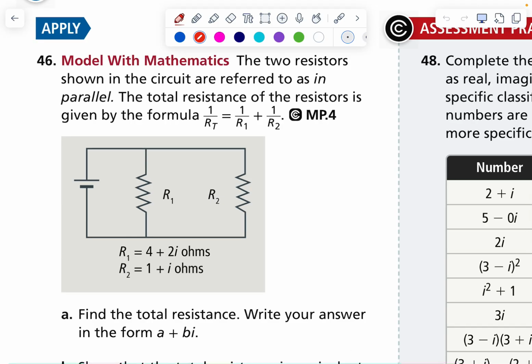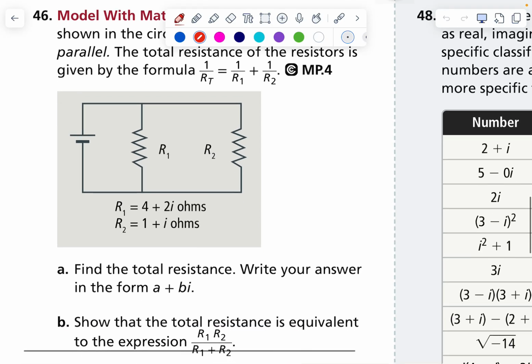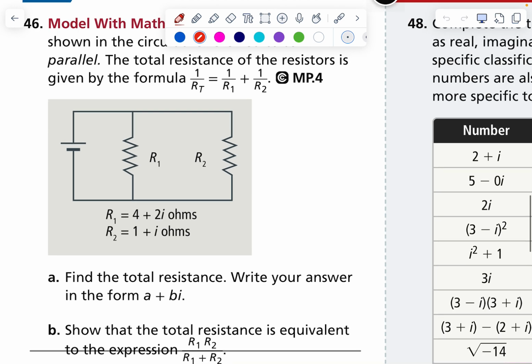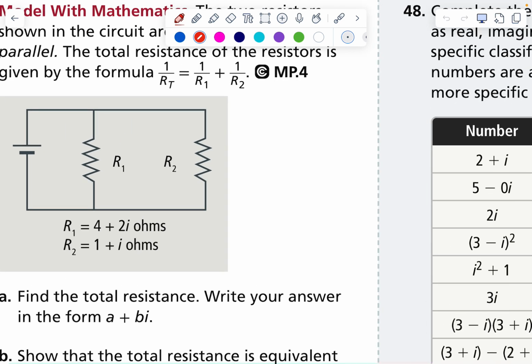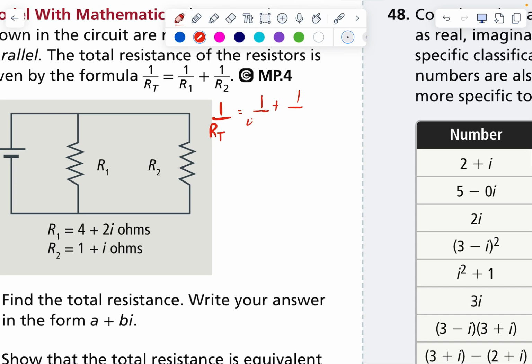But anyway, so part A, find the total resistance. Write your answer in the form a plus bi. So what are we doing with this kind of intimidating looking equation? What do we do with it? There we go. What do we do with this? Just plug in the resistance, right? The 2. So 4 plus 2i, 1 plus i goes down there. And now we need to add to find R sub t, which is the total resistance. How do we do that?